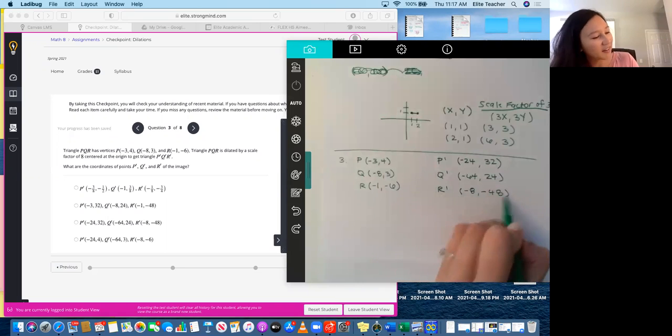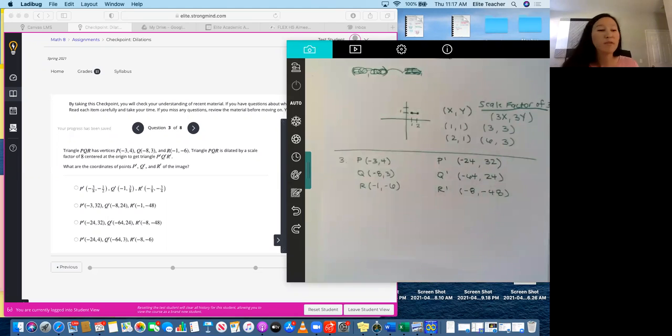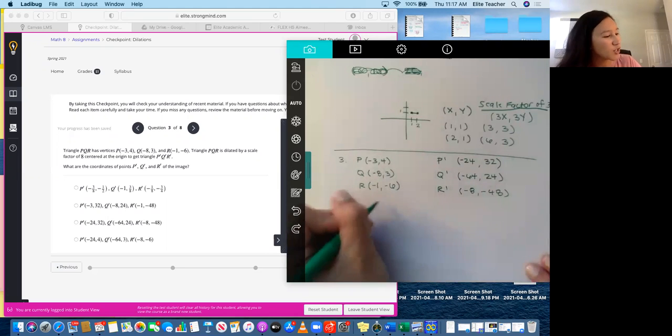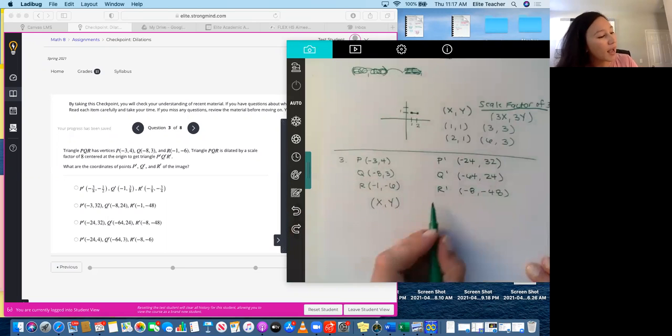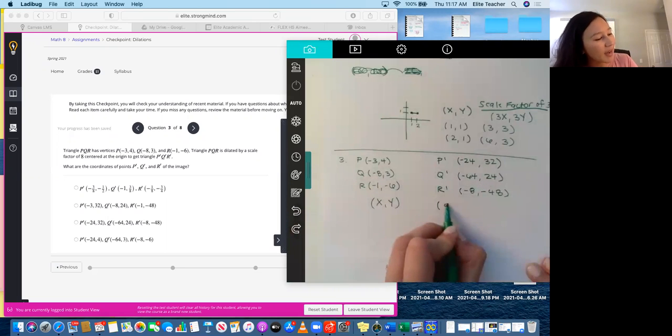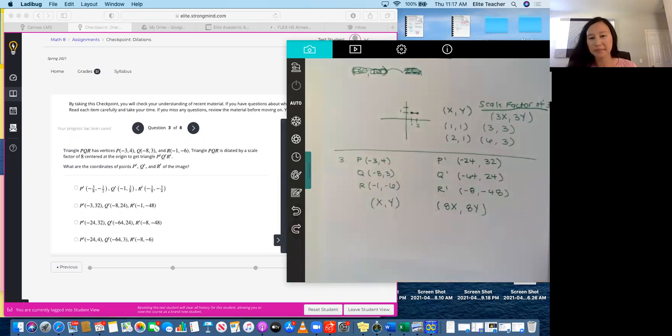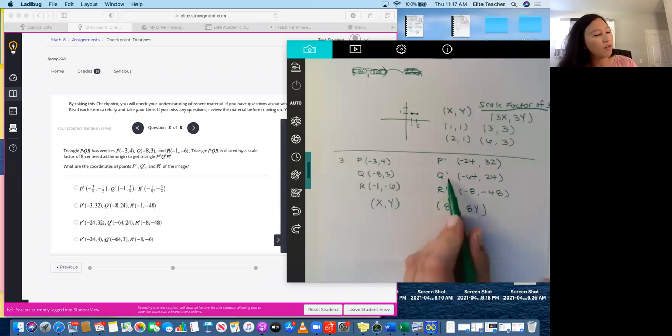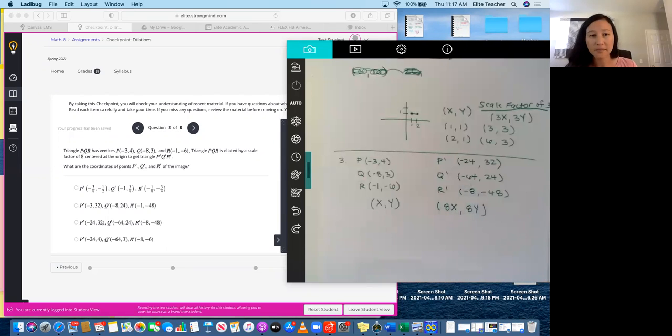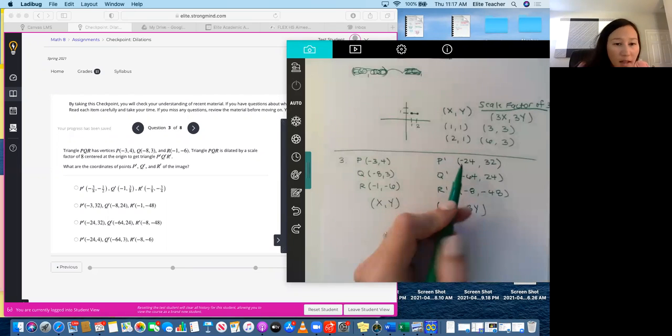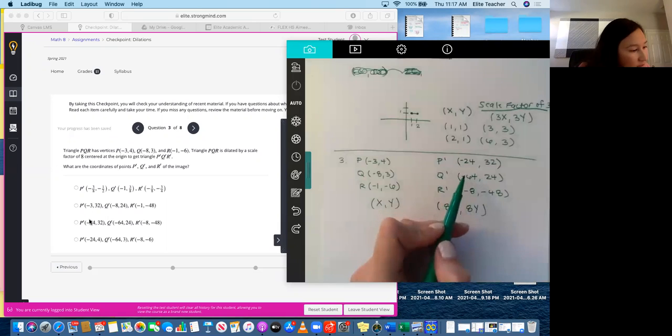Exactly. Very good. So for this one, if we were going to write it in terms of that previous question, we have our x, y's here. And then for our primes, what did we do? We multiplied them by 8. So that's why it would be 8x, 8y, because we multiplied to get all of our prime points by 8. So let's see which one of these it looks like.